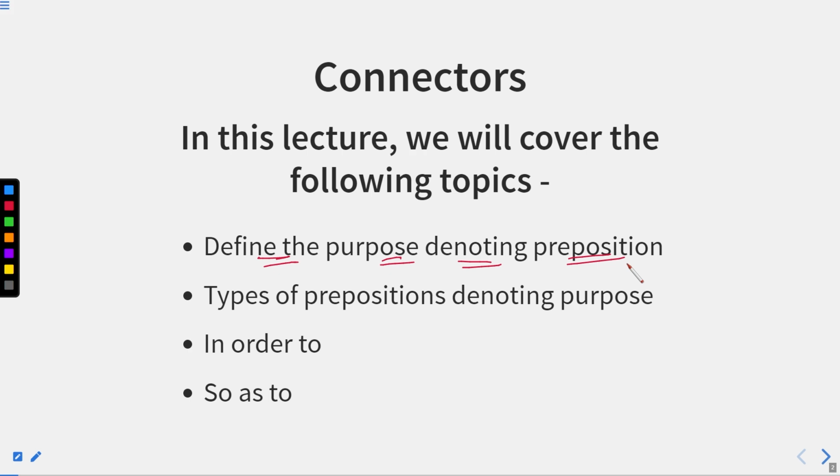Now in our last session, we discussed connectors which denote purpose, and in that session we discussed a few conjunctions or purpose denoting conjunctions. In this session we are going to begin with purpose denoting prepositions, okay, and we'll discuss types of prepositions denoting purpose. After that we'll discuss two prepositions, that is, one is in order to and another one is so as to, and both of these are actually types of prepositions denoting purpose. Now let us begin with this session.